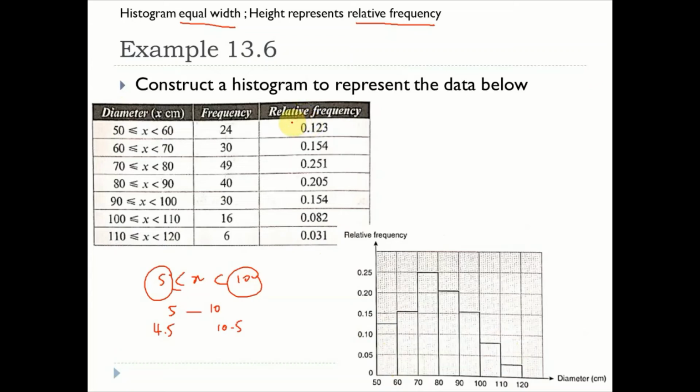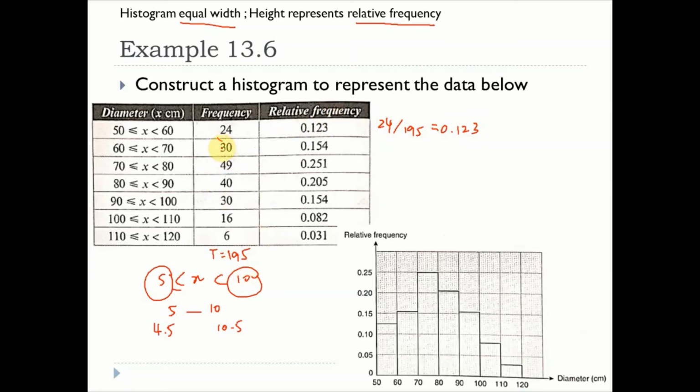Okay, so you may wonder where actually we get this relative frequency, because your question gives it directly. But actually they get this relative frequency by first totalling the whole thing. The total, I calculate 24 plus 30 plus 49, 40, 30, 16, 6. This is 195. So from this 24, 24 divided by 195, you will get 0.123. This means frequency divided by total frequency, you get the relative frequency.